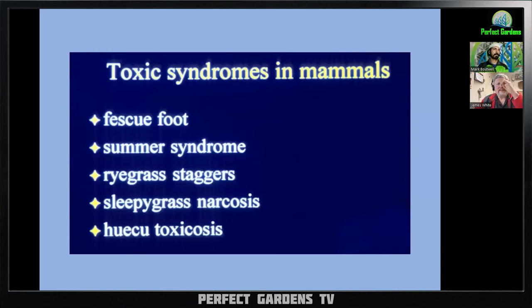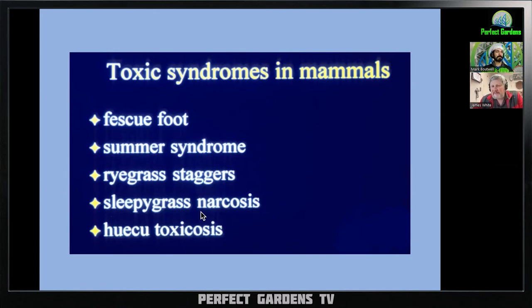But they cause all these problems in animals that graze the grass. And so a lot of money was put into trying to solve this endophyte problem in grasses. These are some of the toxicoses. I'll just list them. Fescue foot, summer syndrome, this is for cattle, right? Fescue foot, I'll show you what that is. Summer syndrome, I'll show you that. Ryegrass staggers, one on ryegrass, Lolium perenne or the Lolium genus.